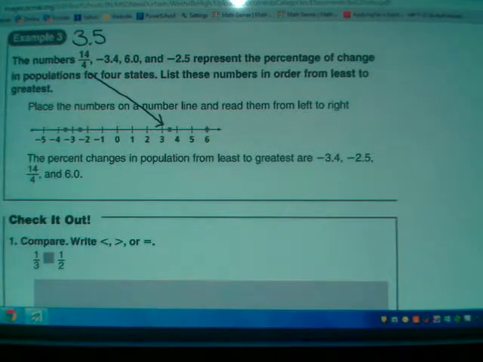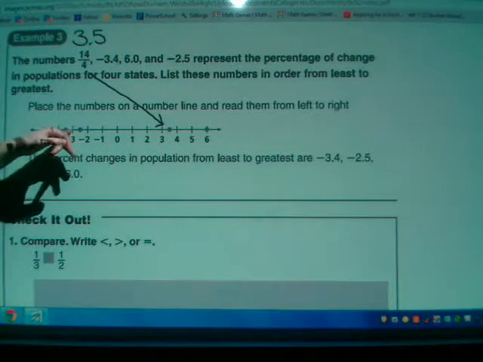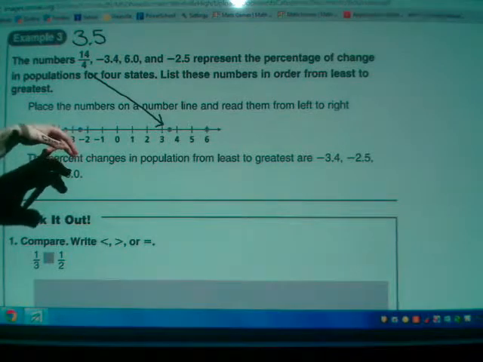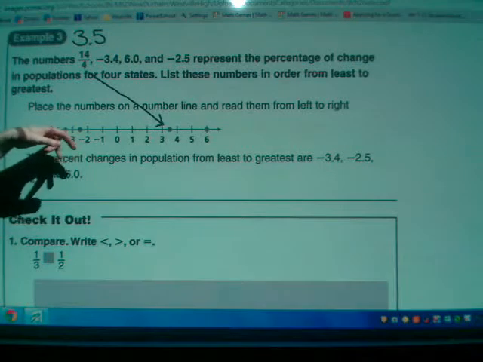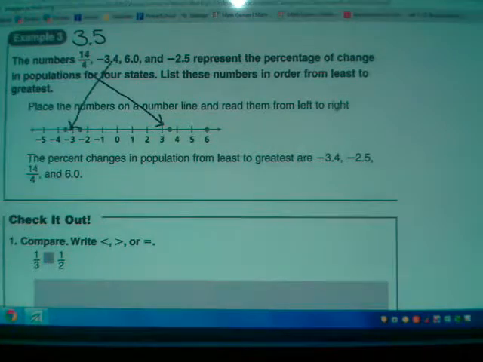Negative 3.4, well, that's heading back this way between negative 3 and negative 4. It's not quite halfway between the negative 3 and the negative 4, because that would be negative 3.5. It's just actually going to be a shade to the right of that marker. So this dot represents negative 3.4.